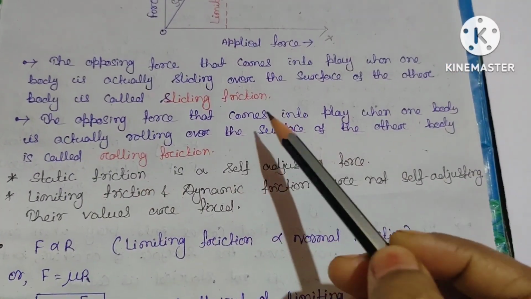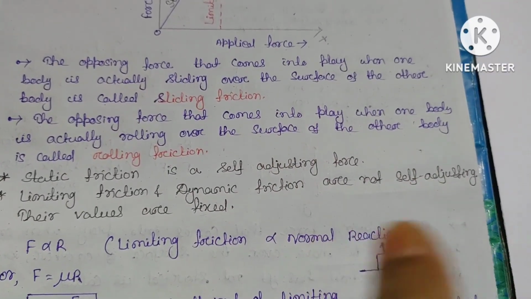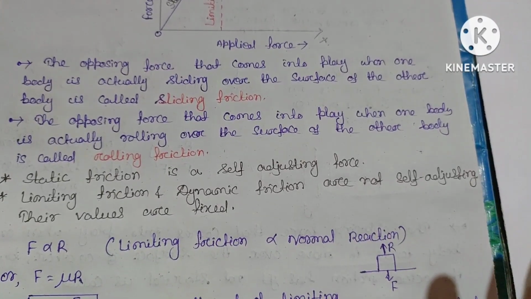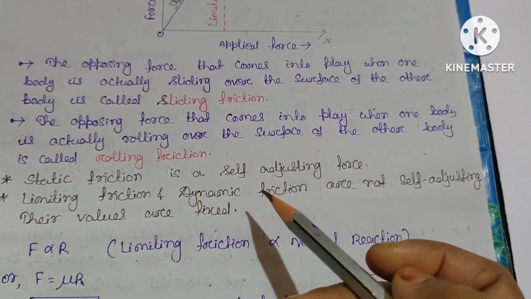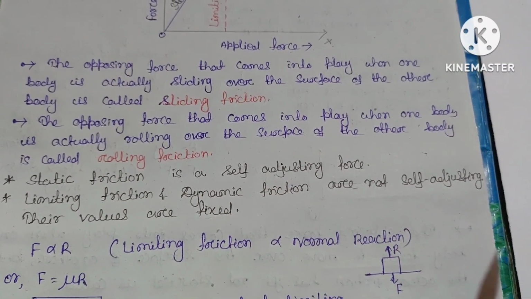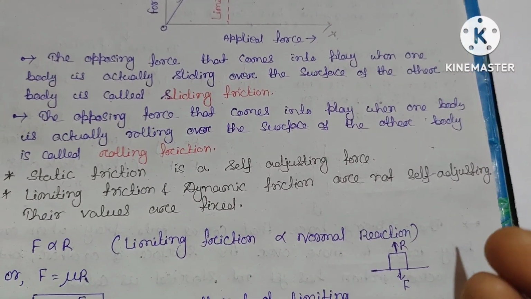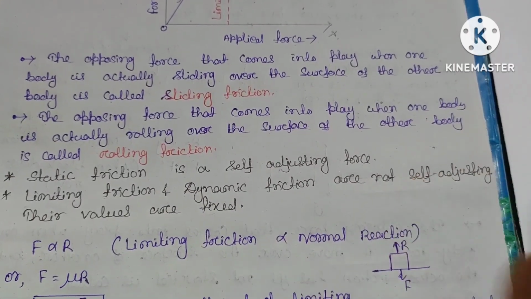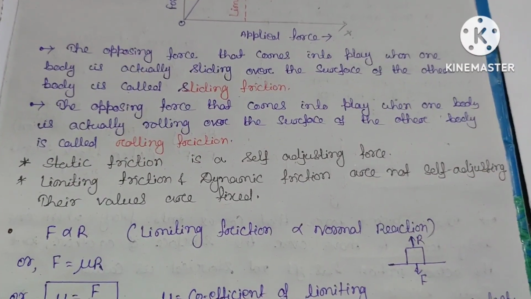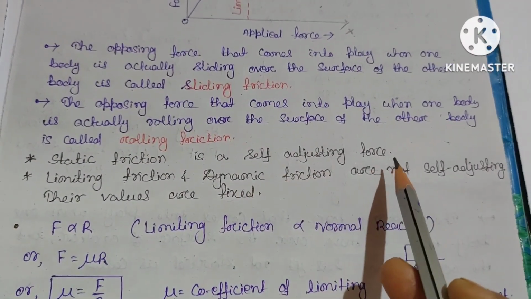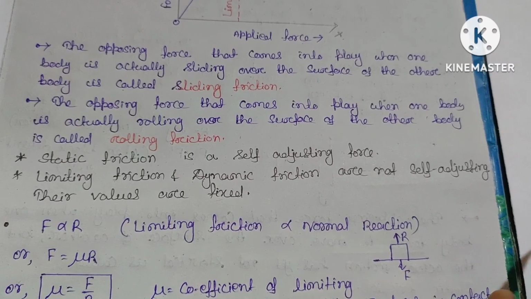If I want to give an example of sliding friction, then when a flat block is moved over the flat surface of a table, the opposing force is sliding friction. An example of rolling friction is when a wheel or a circular disc or a ring or a sphere or a cylinder rolls over a surface, the force that opposes it is the rolling friction. Means basically the curved surface. Okay. So the static friction is a self-adjusting force, but the limiting friction and the dynamic friction are not self-adjusting. Their values are fixed.